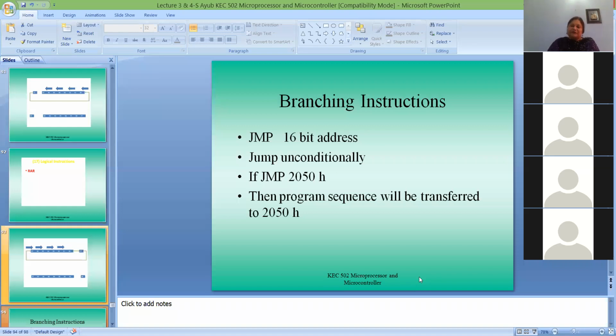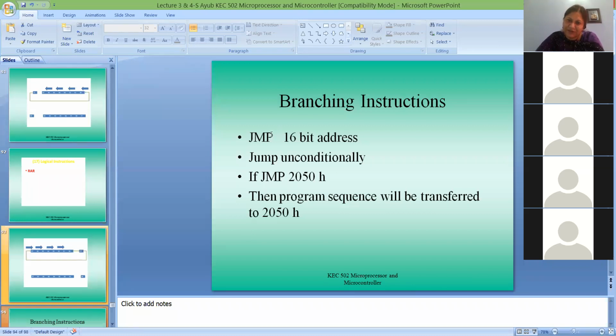Now we go to the branching instructions. There are conditional branching instructions also. Branching means jumping from one place to another place. So what is a place here? A place is nothing but an address, a 16-bit memory location. So if you want to jump from one memory location to another memory location, you have to use a branching instruction. It can be conditional, that means you check some condition and then branch, or it can be unconditional.